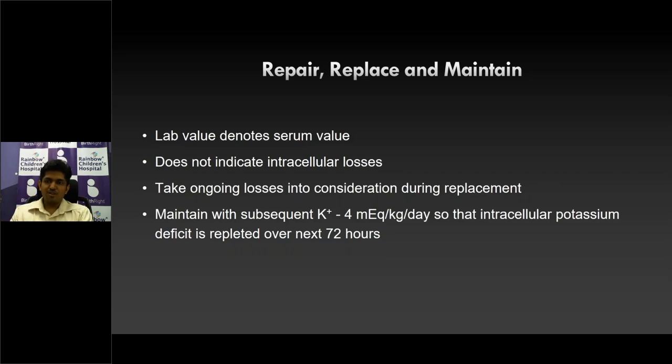For example, if the ongoing loss is through stools, for every stool you have to replace it with ORS or a Ringer lactate or some kind of a potassium-containing fluid. If the loss is through the kidneys, you are going to find out why there is a loss through the kidneys. Usually the loss of potassium in the kidneys occurs in a hyperaldosteronic state. There won't be a loss of potassium from the kidneys without a change in aldosterone. So usually it occurs in a hyperaldosteronic state.